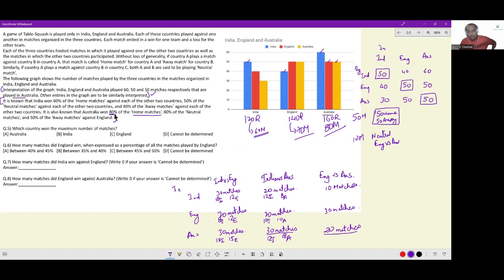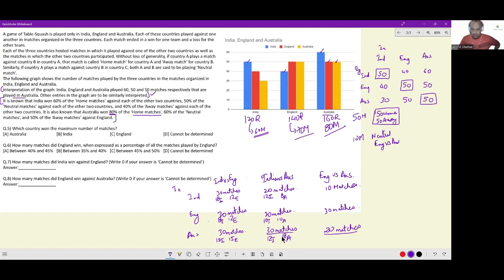It is winning 80% of the matches. Home matches for Australia are 50. 80% of that is 40. I am having a problem now. I am having a terrible problem now. Because if Australia is supposed to win 80% of the home matches, it is supposed to win 40 home matches.